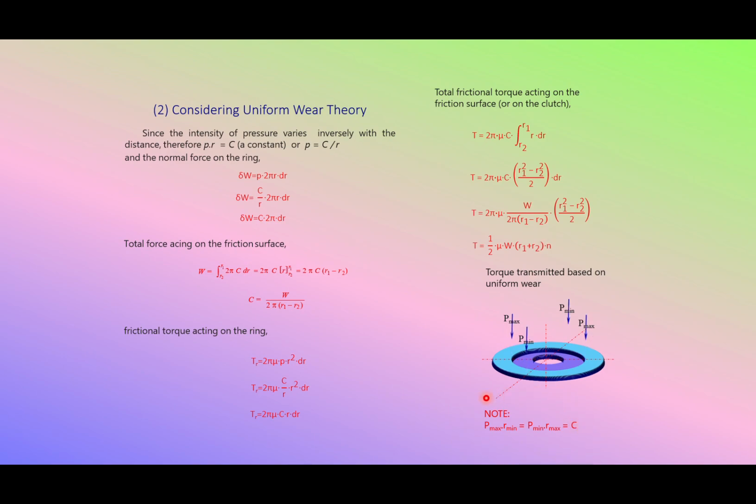Note this statement that I've given: because pressure and radius are opposite when you take uniform wear, when you have P max, then you have R min, so you should refer to R min. Or when you refer to P min, then you should refer to R max. But both cases equal a constant C.